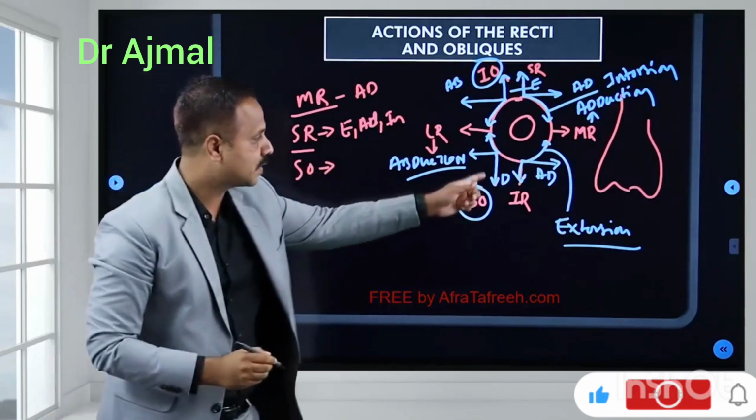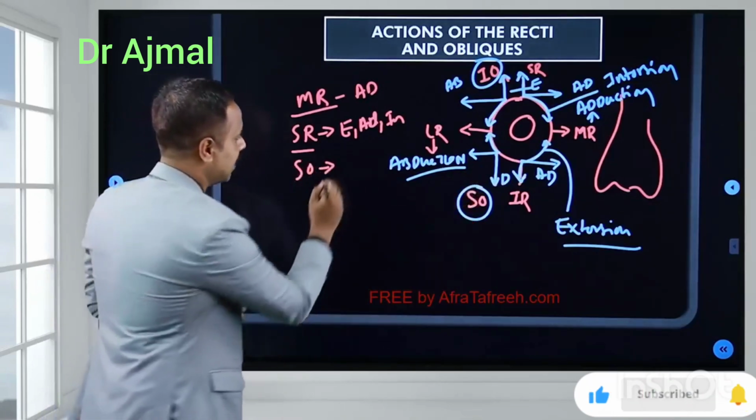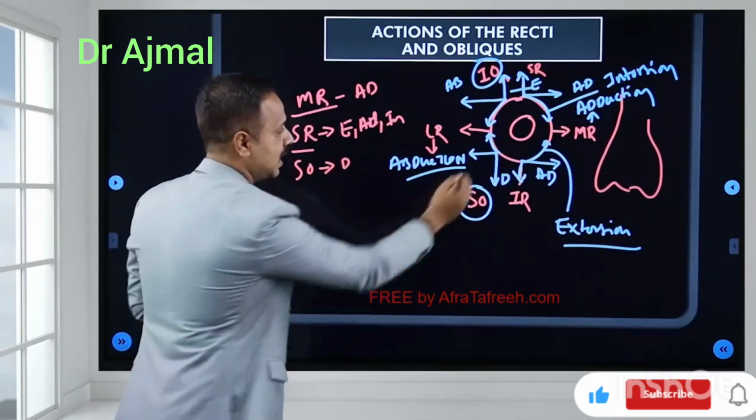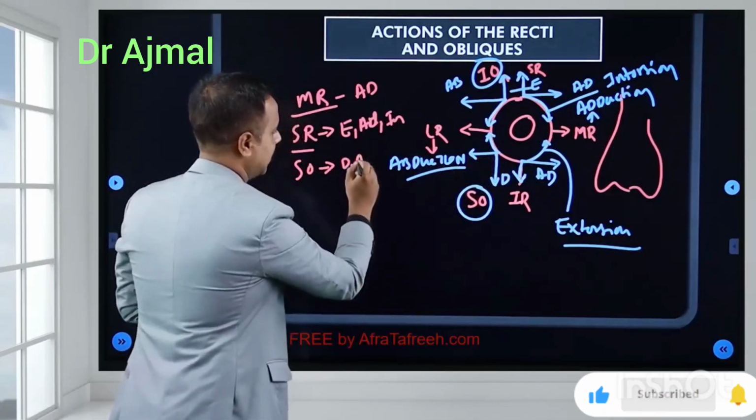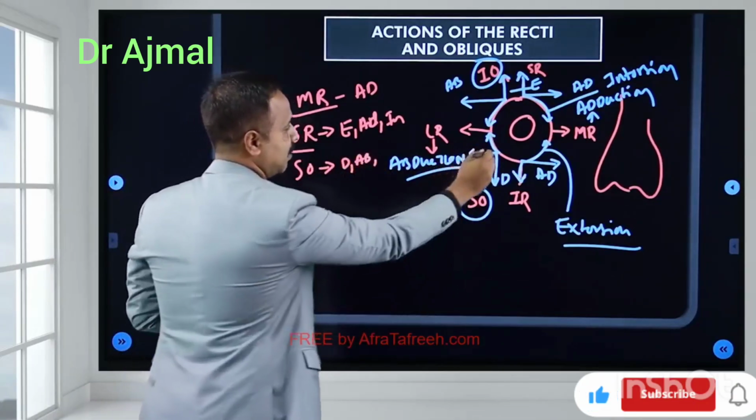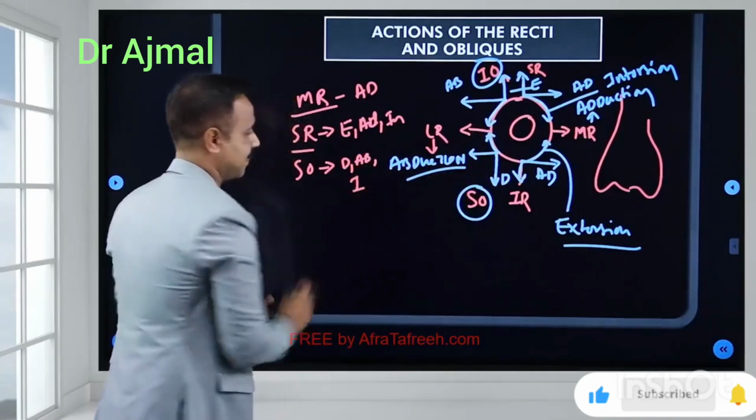Now observe the actions of superior oblique. It can bring about what? Depression of the eyeball. Then it can bring about abduction. Then it can bring about intorsion.